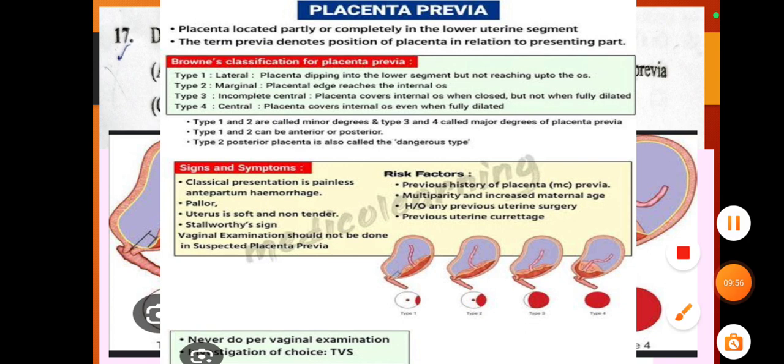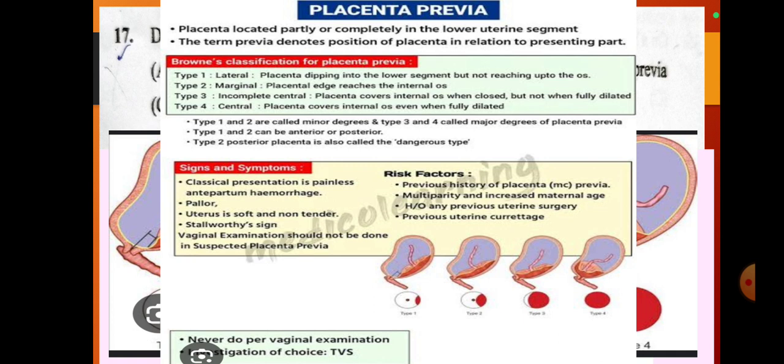Brown's classification for placenta previa. Type 1 is lateral, that is placenta dipping into the lower segment but not reaching up to the os. Type 2 is marginal, placenta edge reaches the internal os. Next, type 3 is incomplete central, placenta covers internal os when closed but not when fully dilated. And type 4 is central, placenta covers internal os even when fully dilated.